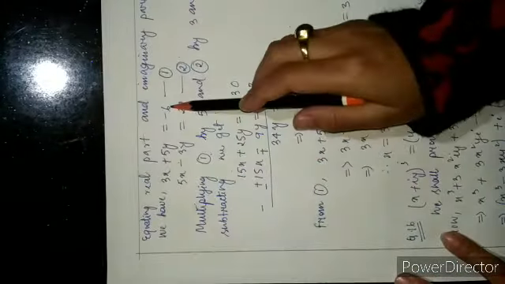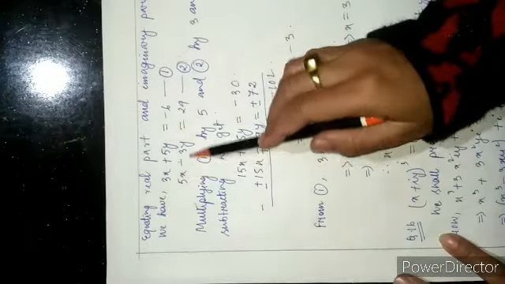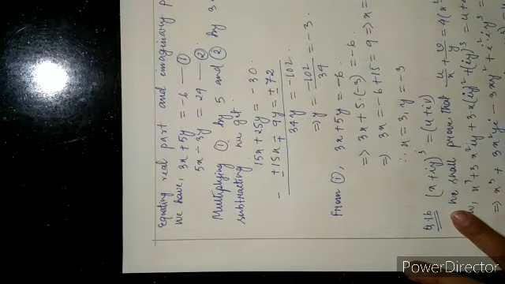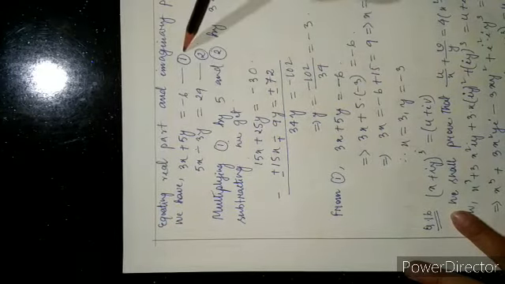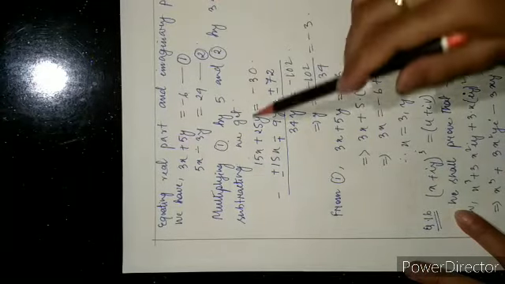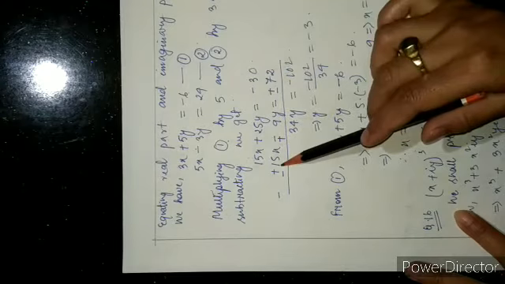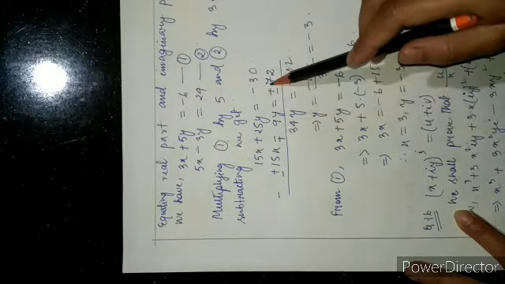Then 3x plus 5y is equal to minus 6 and 5x minus 3y is equal to 24. We have two equations, first equation and second equation, involving two variables x and y. Using equation 1 and 2, we find x and y. First check the coefficients of x and y. Multiplying equation number 1 by 5 and equation number 2 by 3, we get 15x plus 25y is equal to minus 30 and 15x minus 9y is equal to 72.